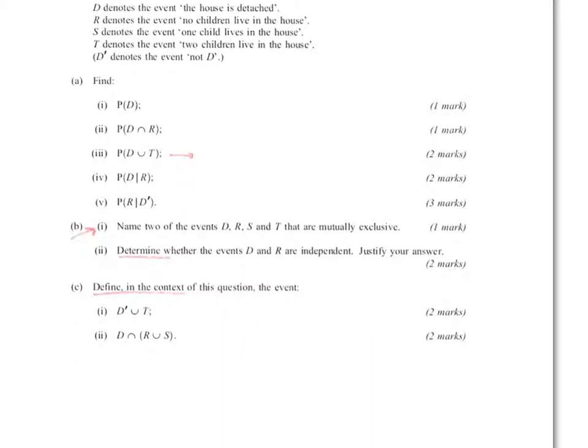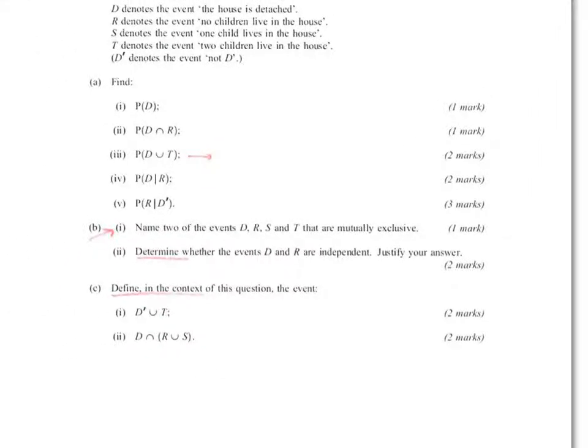In this final part of the question, as you can see, you've got to define in context various statements, like for instance this one over here. So this is a union of not D and T. So not a detached house, and there's only two types in this question, a semi or a detached. So that means semi-detached houses or houses with two children in them, or both, which is semi-detached houses with two children in them.